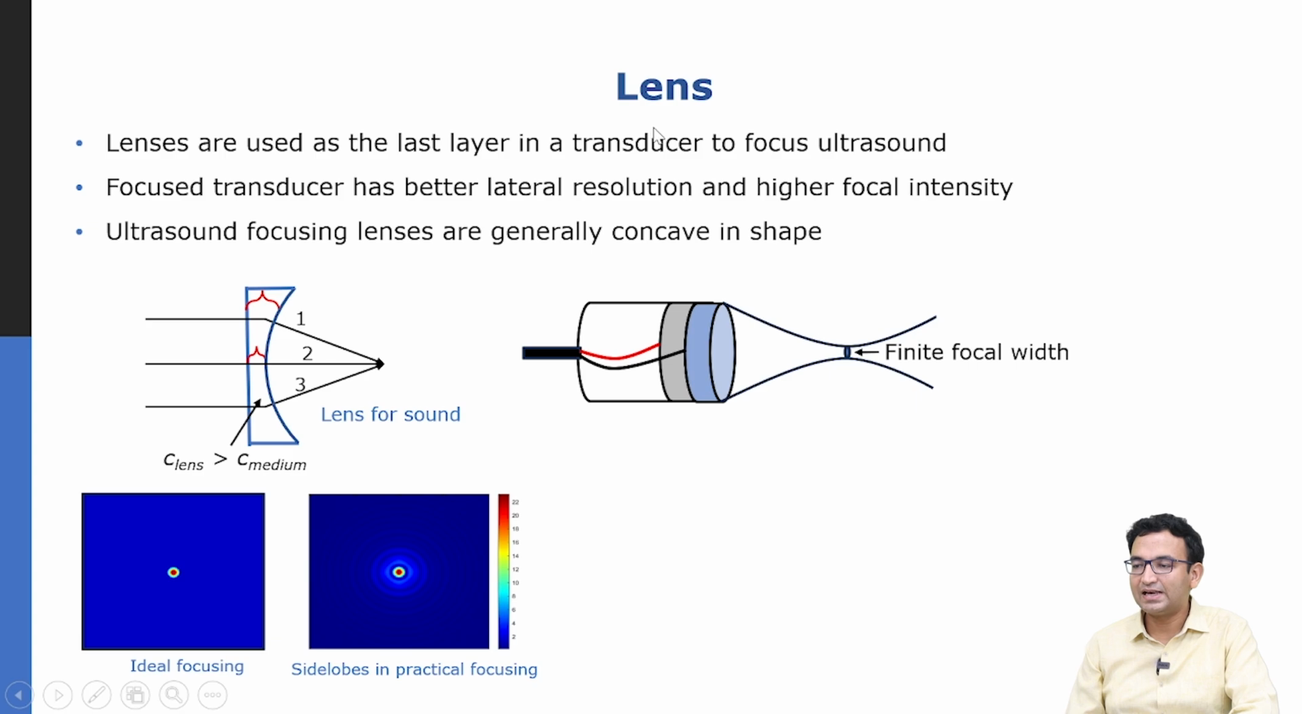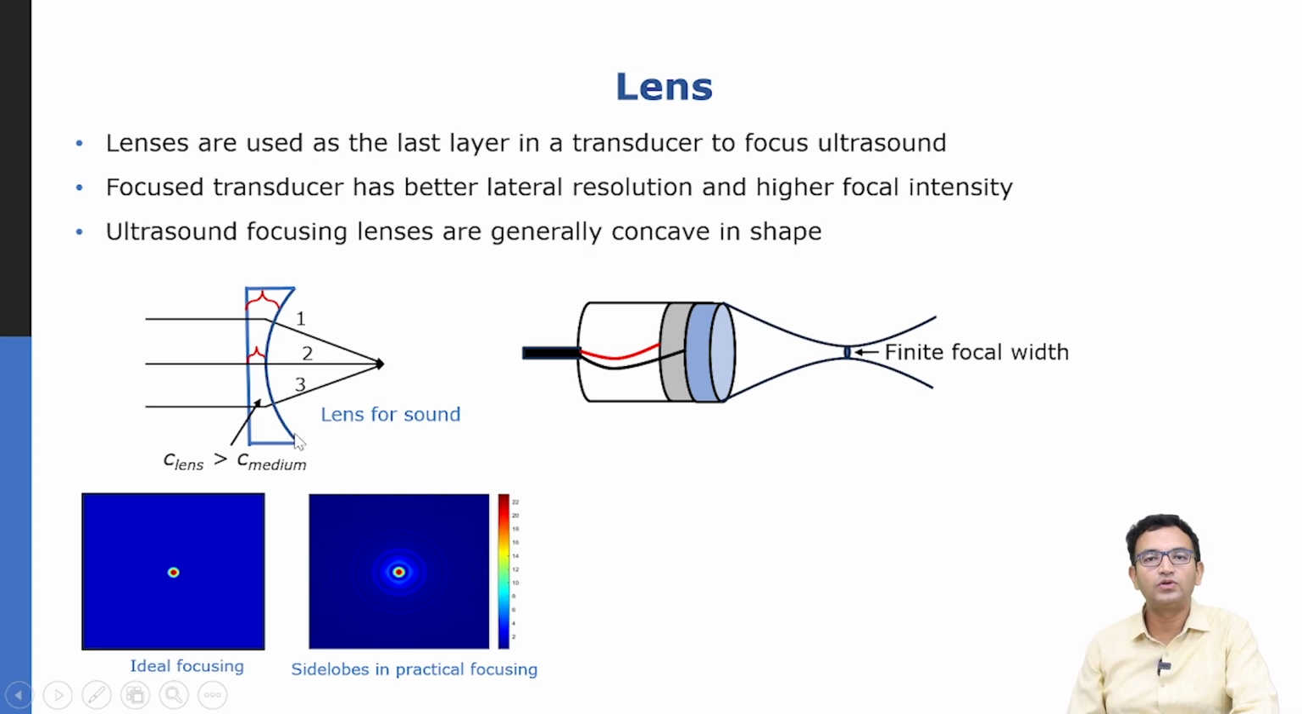We also discussed lenses for the purpose of focusing in medical ultrasound. Lenses are used as a last layer in the transducer to focus ultrasound, and typically the focused transducers have better lateral resolution and high focal intensity, and therefore lenses are useful. Now, ultrasound focusing can be produced with lenses where the material has high acoustic impedance when the lenses are generally concave in shape.